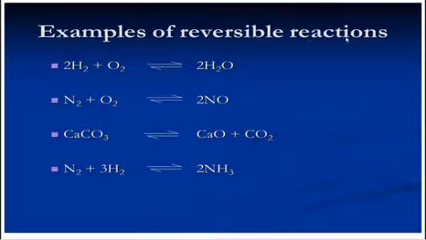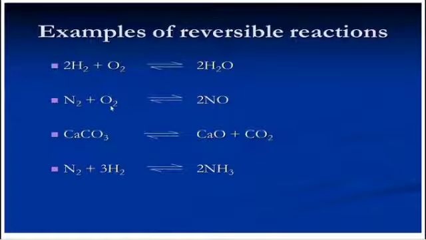Examples of reversible reactions. 2H2 plus O2 give 2H2O. Hydrogen plus oxygen form water. The formation of 2H2O is the forward reaction. Then the 2H2O is converted into 2H2 and O2. This is the backward reaction.